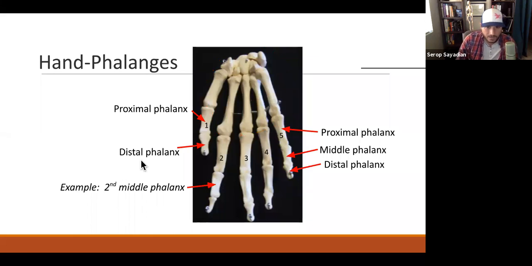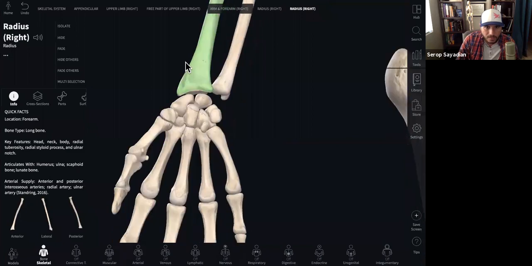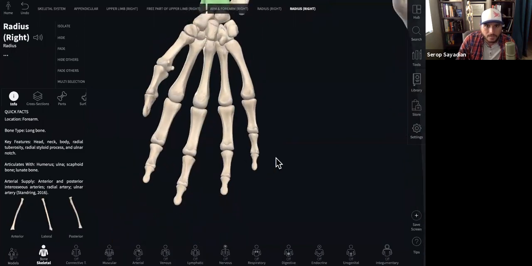Okay, let's do a little test. Who can tell me the name of this bone here? Distal. The full name of it. It is distal. How would I describe this entire bone though? The first distal phalanx. Very good. First distal phalanx.